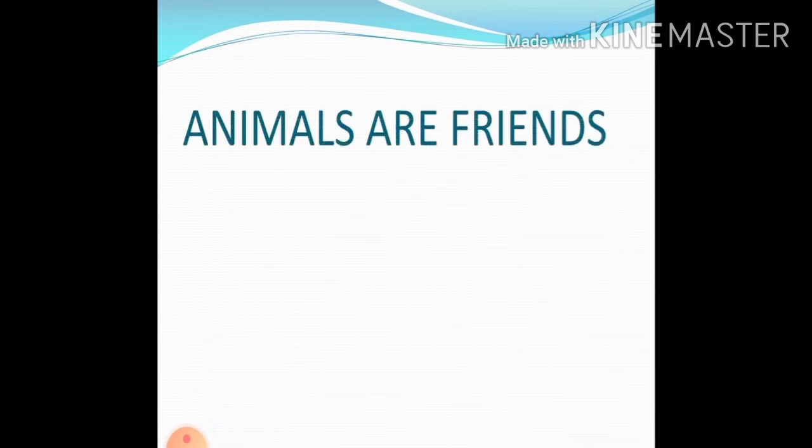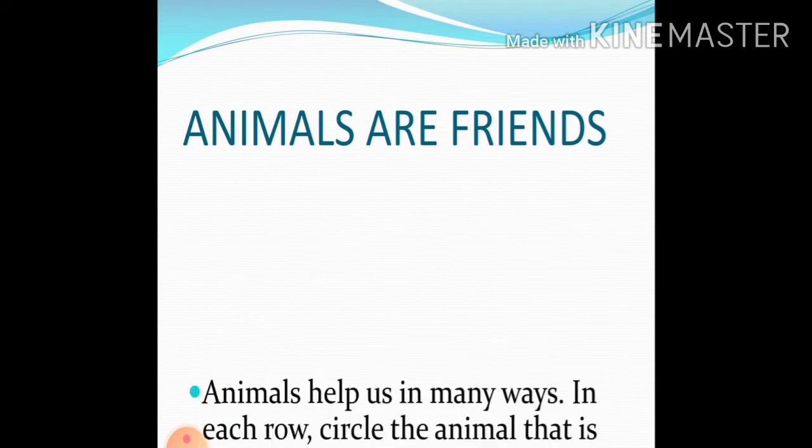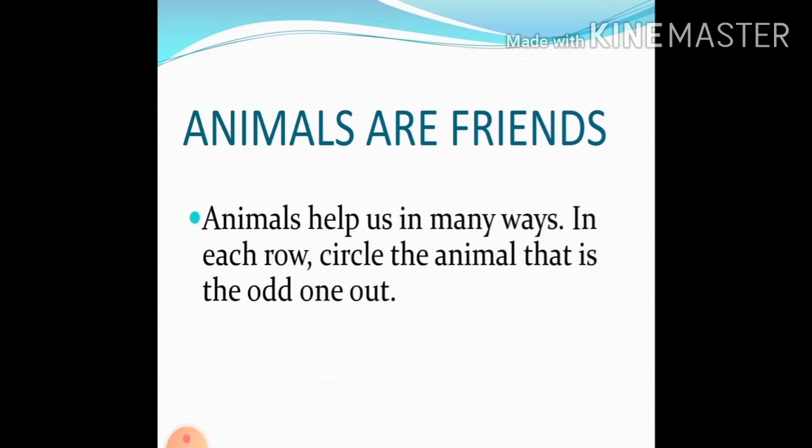But let's do one more page, that is page number 11, and it is Animals Are Friends. As we all know, animals are our friends. So what we have to do on this page: animals help us in many ways. In each row, circle the animal that is the odd one out.